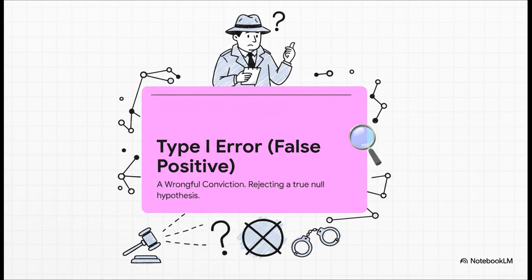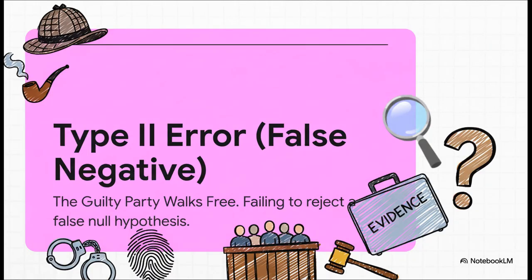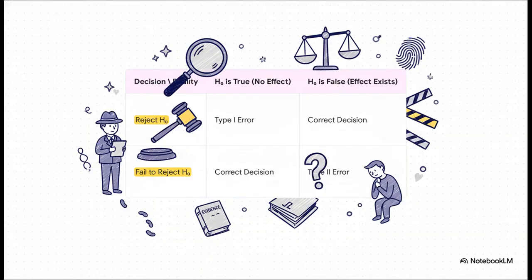It's a false positive. And the flip side of that coin is the type 2 error. This is when the guilty party walks free. It's when we conclude there's no connection, that study time doesn't matter, but in reality, it did. There was a real effect there, and we missed it. A false negative.